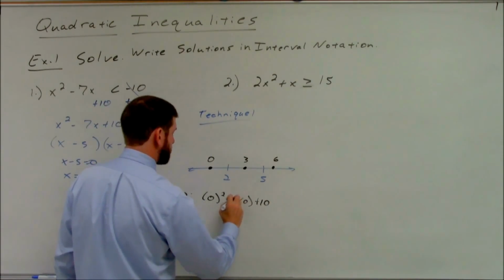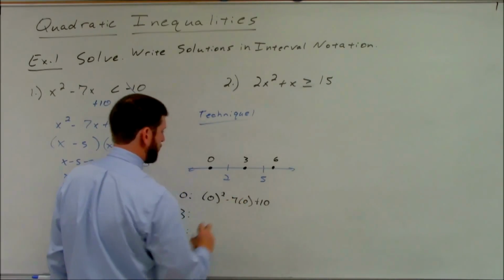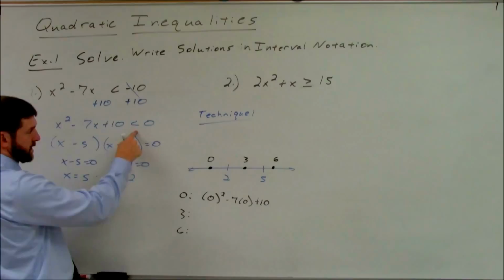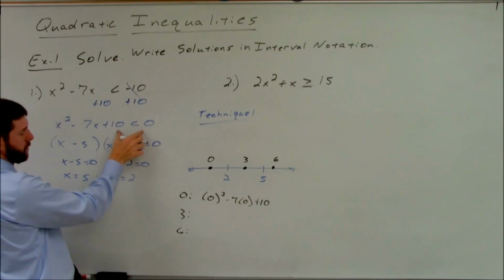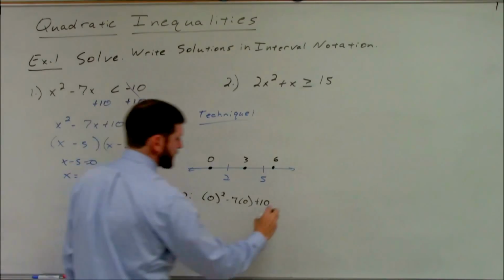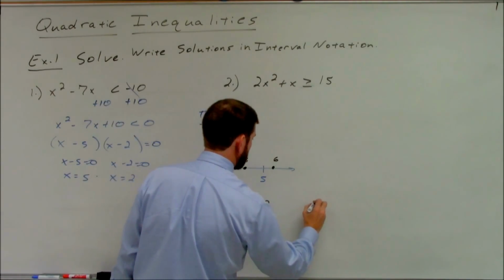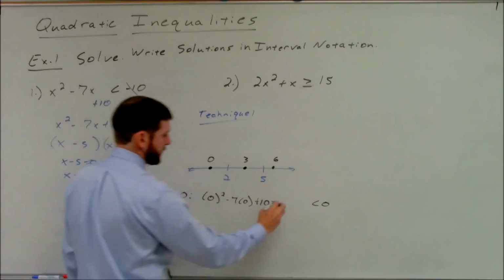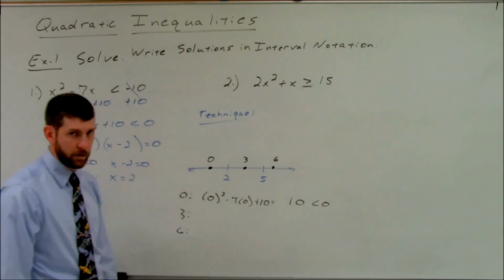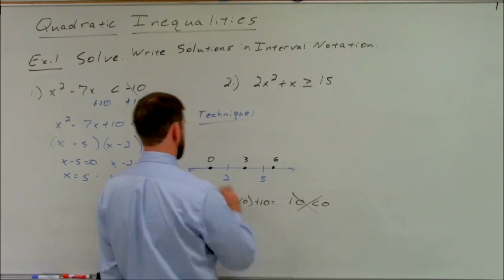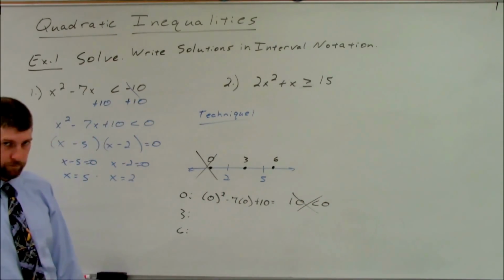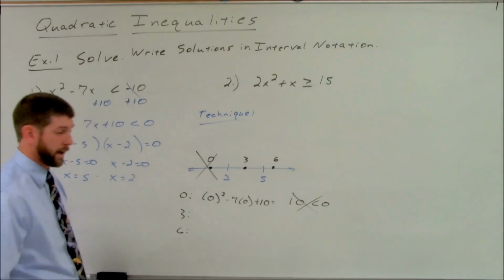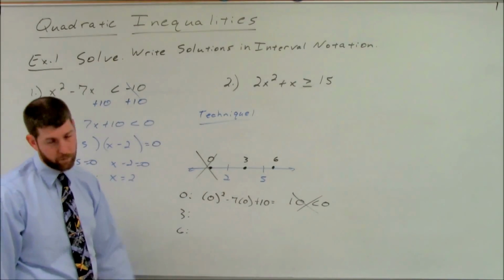Now that is supposed to be less than 0, because that's what our original inequality said when we solved it. We got it into standard form. That's supposed to be less than 0. Well, what's that equal? 0 and 0 plus 10 is 10. Is 10 less than 0? No, it's not. So that interval is no good, because I could have picked any number in that interval and none of them would have worked.